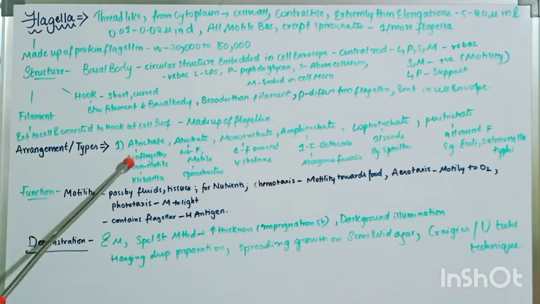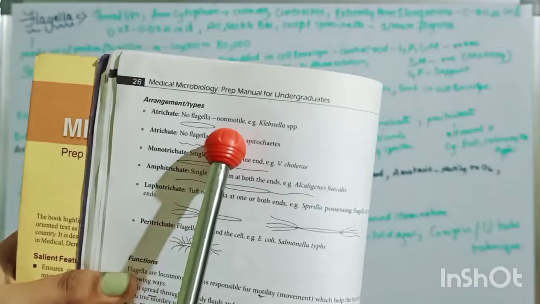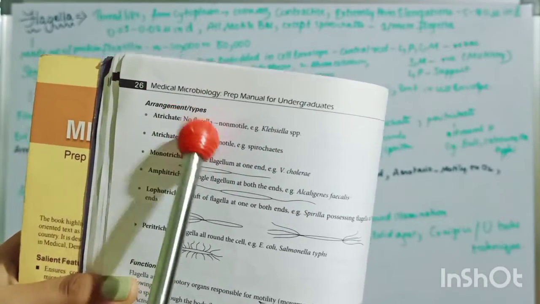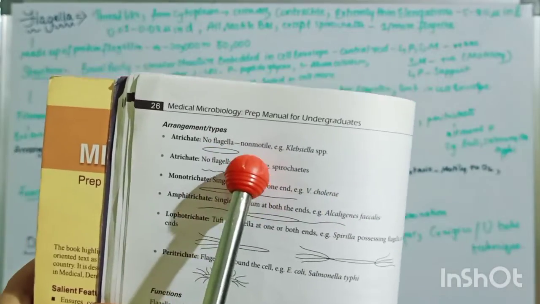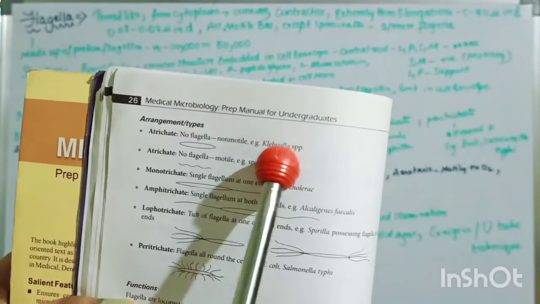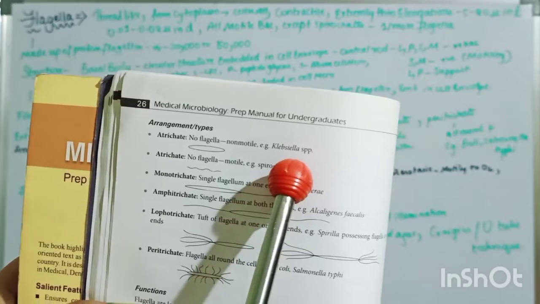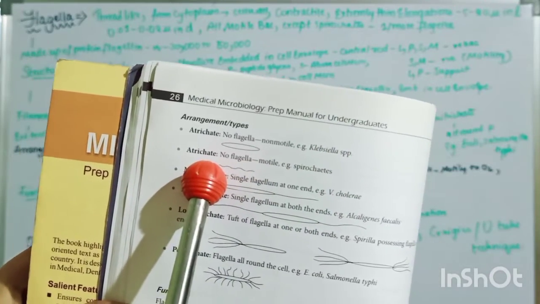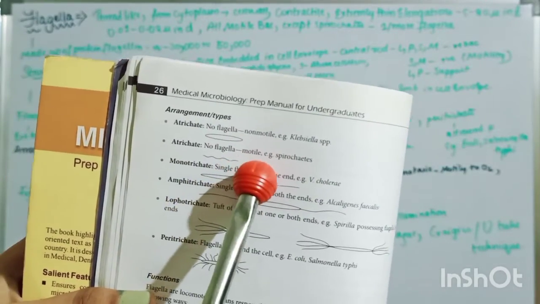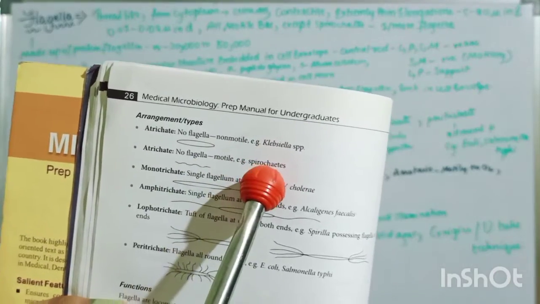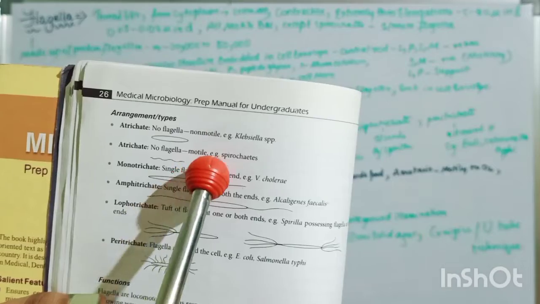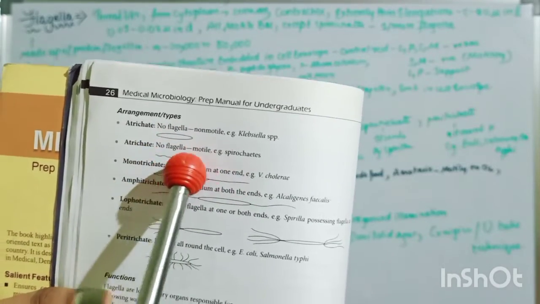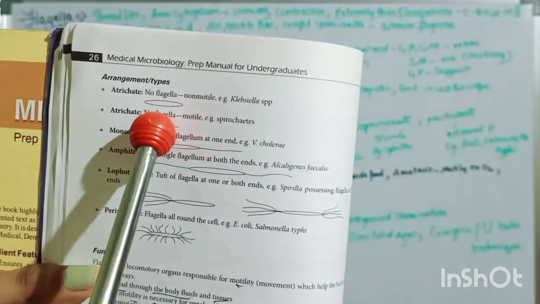And next, the arrangement. Here the first one is atrichate. Atrichate means there is no flagella, so it is non-motile. An example is Klebsiella species. And next, there is another atrichate type with no flagella, but motile, as an exception. An example is Spirochaetes. You may wonder how it is motile without flagella, but the Spirochaete is itself a filamentous structure, so it can move easily.